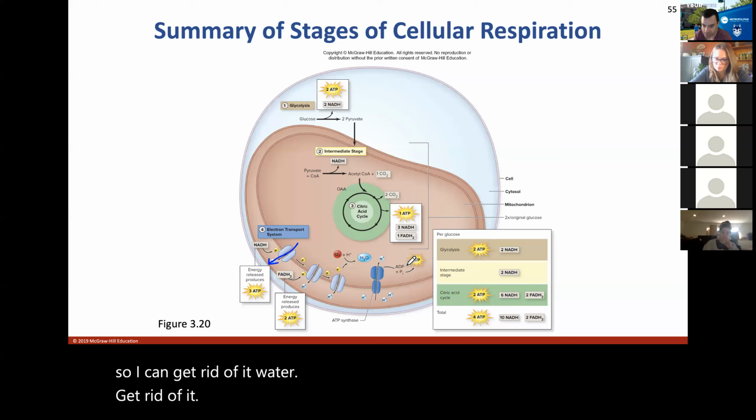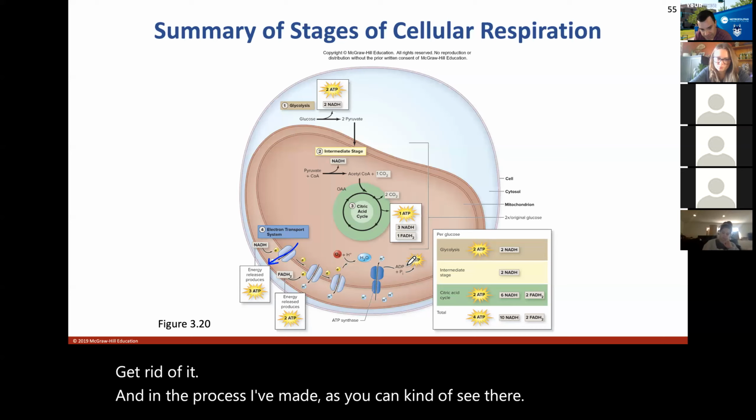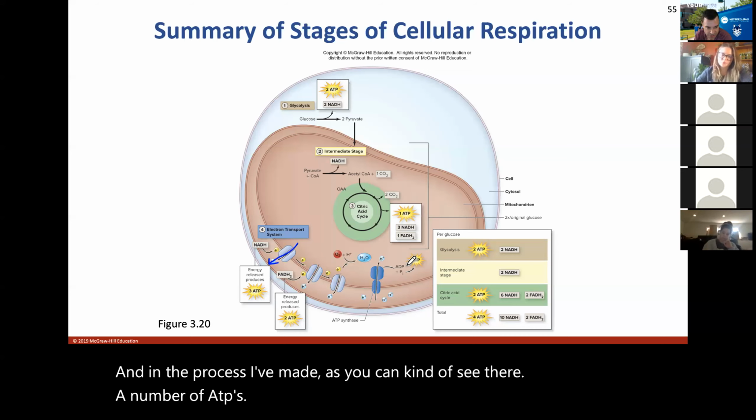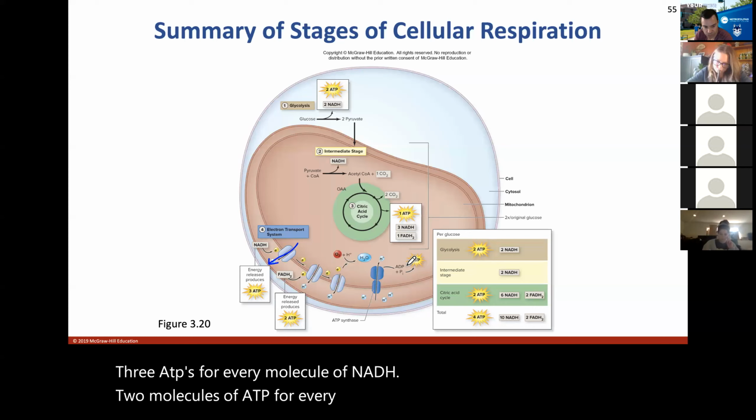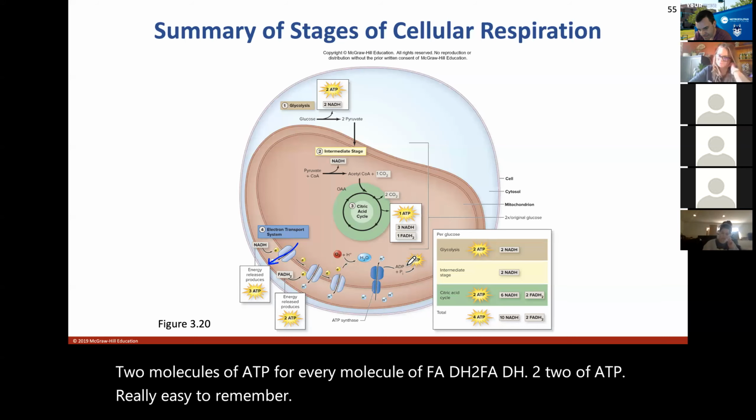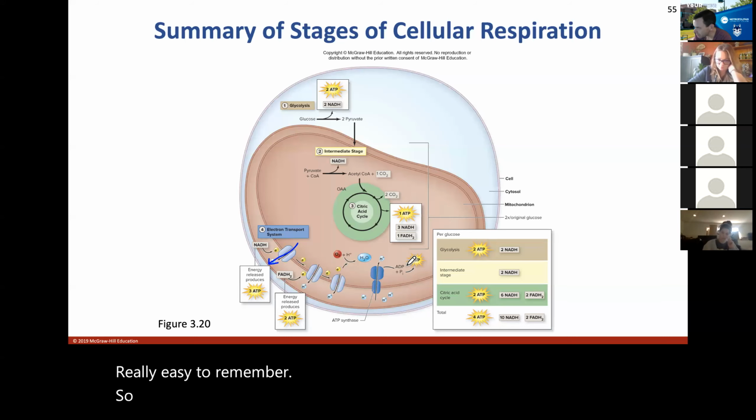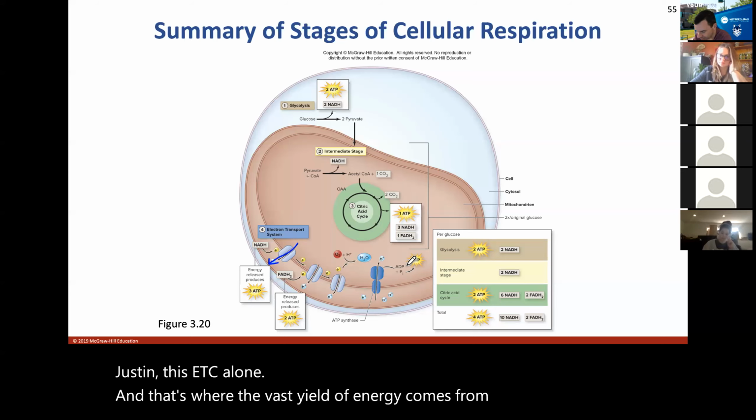And in the process, I've made, as you can kind of see there, a number of ATPs. 3 ATPs for every molecule of NADH, 2 molecules of ATP for every molecule of FADH2. FADH2, 2 of ATP, really easy to remember. So I've made a good amount of ATP just in this ETC alone. And that's where the vast yield of energy comes from, is that specific locale.